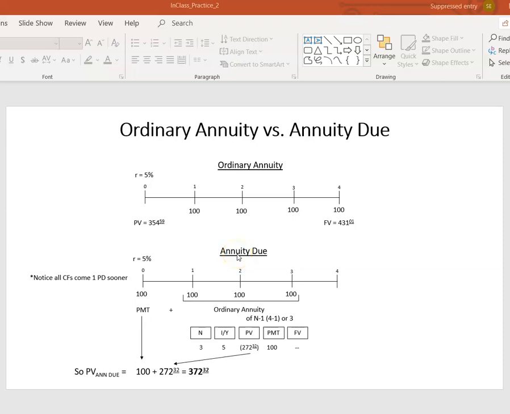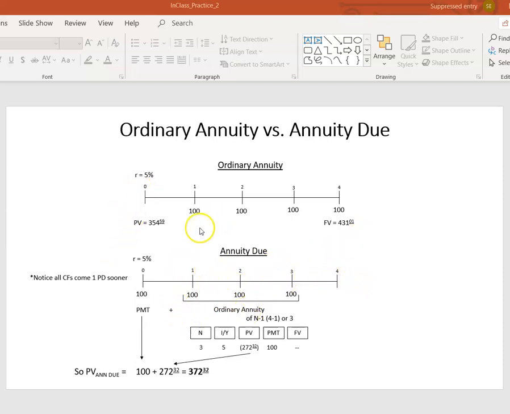Hi, in this video, I will talk about how we calculate the present value of annuity due with online financial calculator. Annuity due is very similar to ordinary annuity. You have equal payments frequently for some periods.